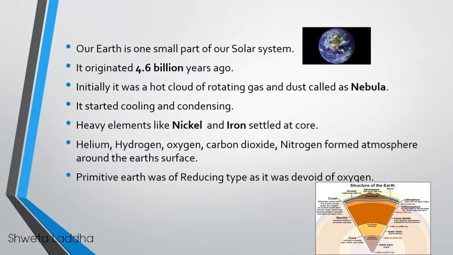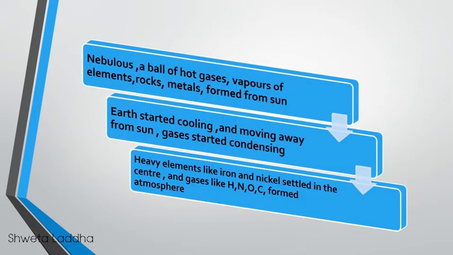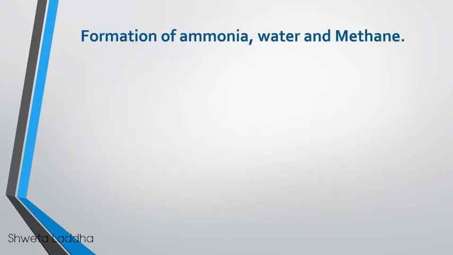Primitive Earth was of reducing type because it did not have oxygen. It was a reducing type. So, nebula, a ball of hot gases, vapors of elements, rocks, metals formed from the sun. Earth started cooling and moving away from the sun. Gases started condensing. Heavy elements, iron and nickel, settled in the core, center of the Earth. And gases like hydrogen, nitrogen, oxygen, carbon form atmosphere.